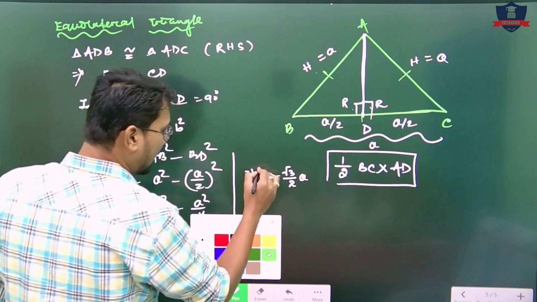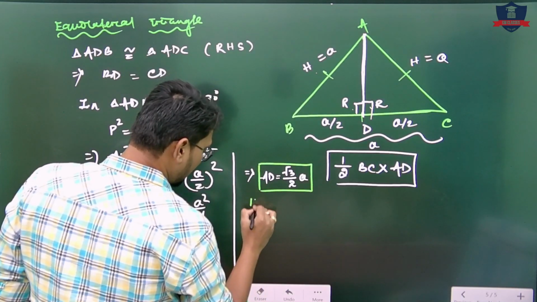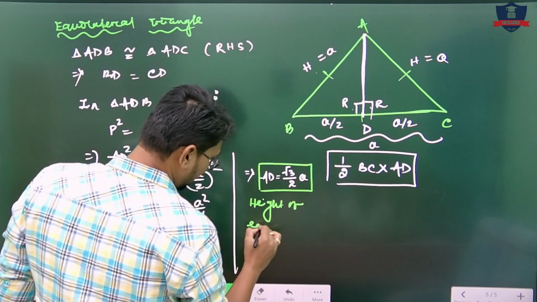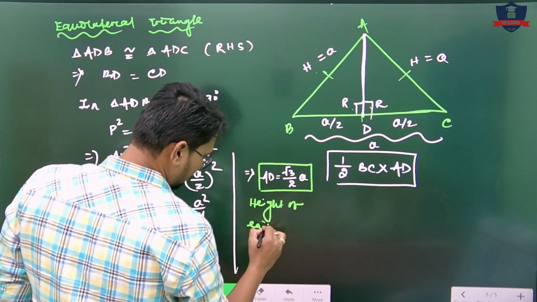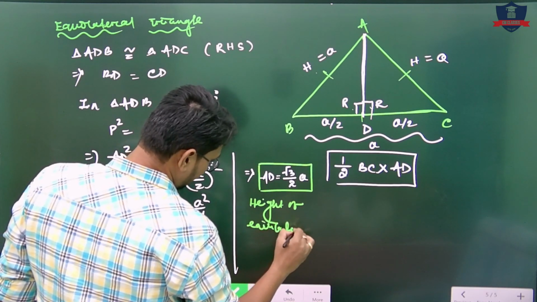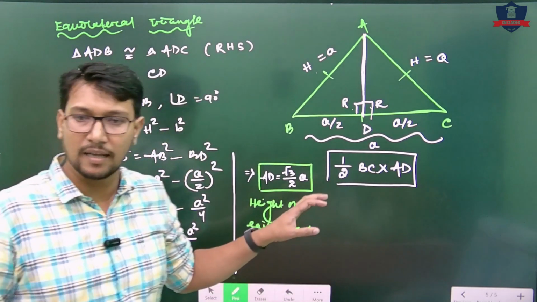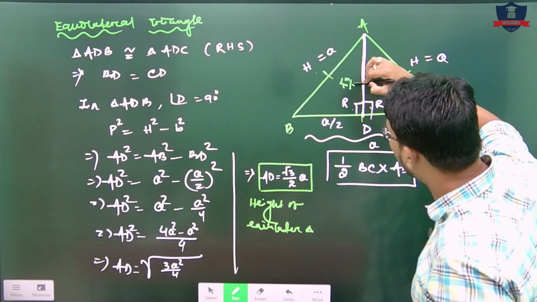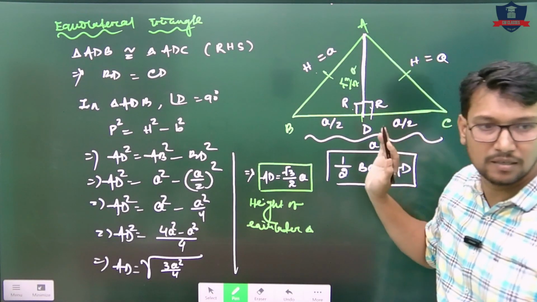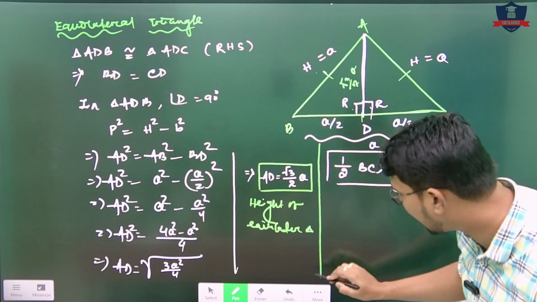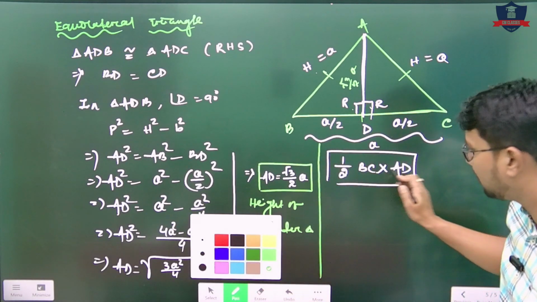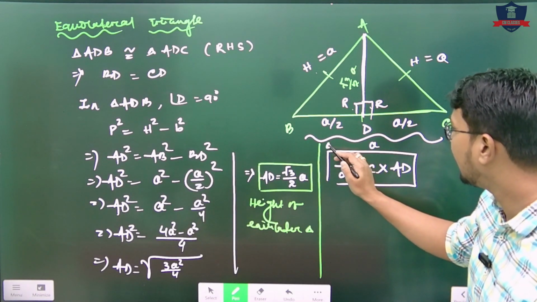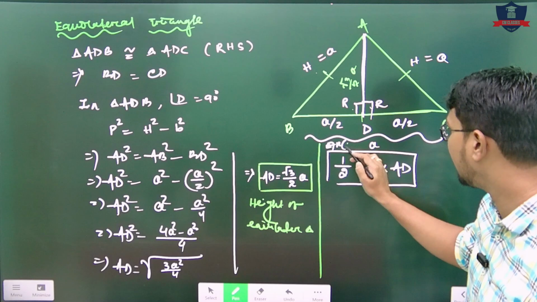What is this? Height of an equilateral triangle. Height of which triangle? Equilateral triangle. Understood? Height of the equilateral triangle means this AD. What is the value of AD we have got? Root 3 by 2 into A. Clear? But we know the area of a triangle is half into base into height. Half into base into height. It is the area of a triangle.